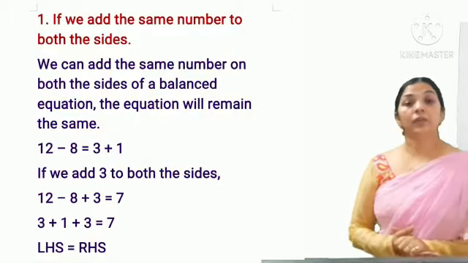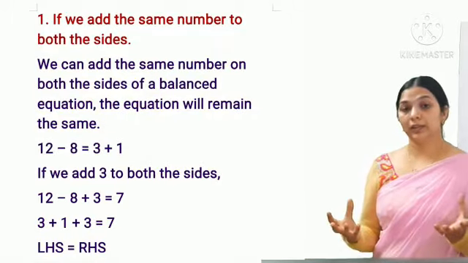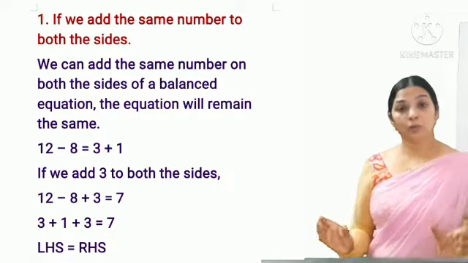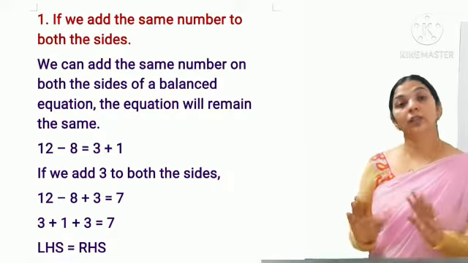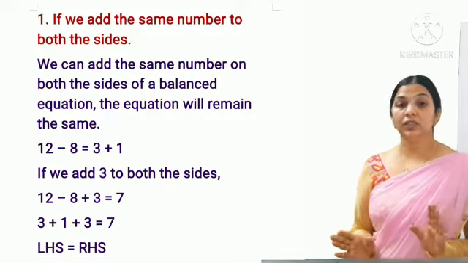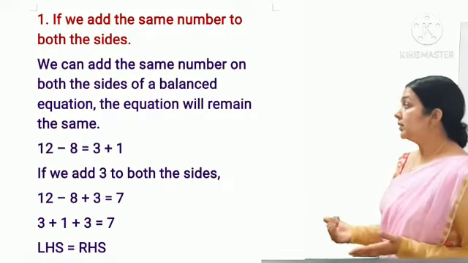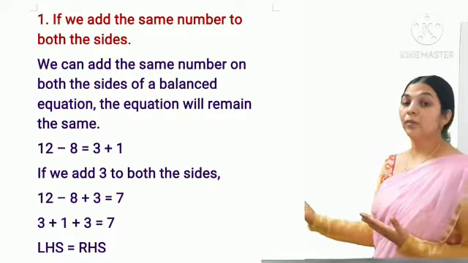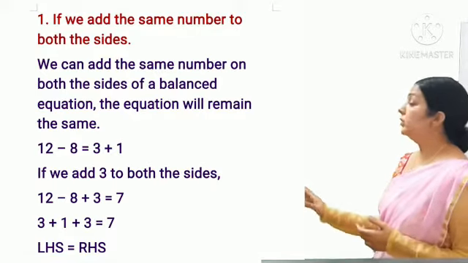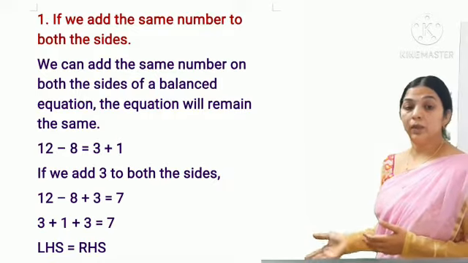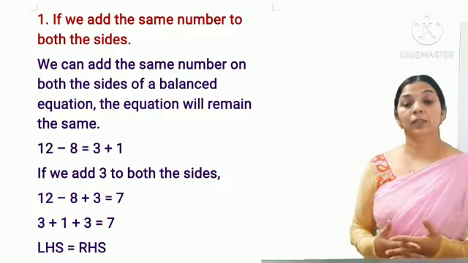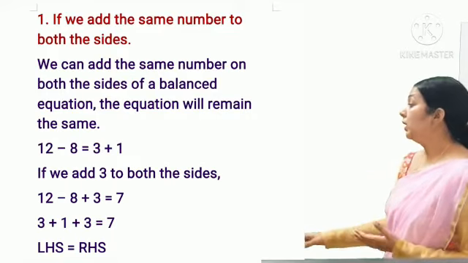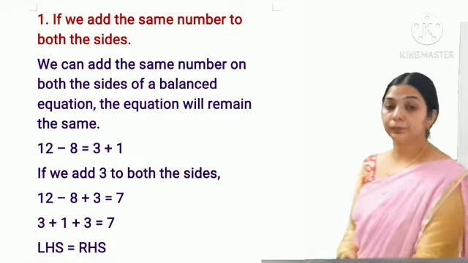Now, if we add the same quantity to both sides of an equation, the equation remains the same. It doesn't change its value. For example, 12 minus 8 is equal to 3 plus 1. If we add the same number to both sides, suppose we add 3 to both sides, then it will remain the same. So 12 minus 8 plus 3 is equal to 7, or we can say 3 plus 1 plus 3 is equal to 7. Here LHS and RHS are equal.